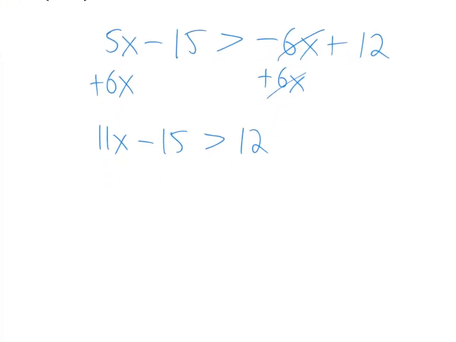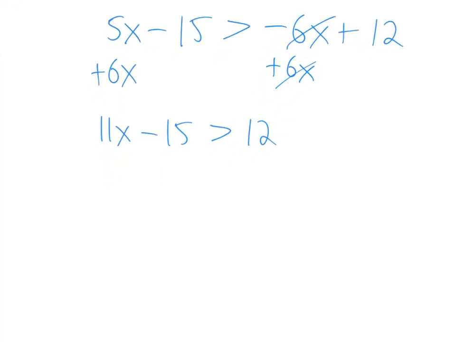Okay? And now we have the x's all together. Now we need to get all the constants together. So how do I move the negative 15 to the other side? Well, I'm going to add 15. That's the opposite of subtracting 15. These are going to cancel. We're going to get 11x is greater than 27. 12 plus 15 is 27.